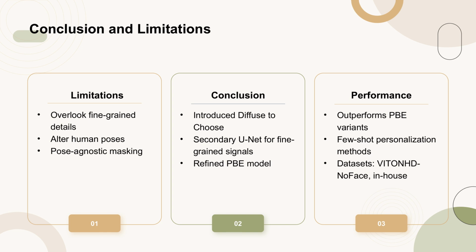In conclusion, the paper introduces the Diffuse to Choose model, designed for the virtual try-on application. Key contributions include the use of a secondary UNet to infuse fine-grained signals and the refinement of the PBE model. Performance comparisons show that DTC outperforms existing diffusion-based inpainting approaches, particularly in the virtual try-on setting, using datasets such as VITON no-face and an in-house dataset.